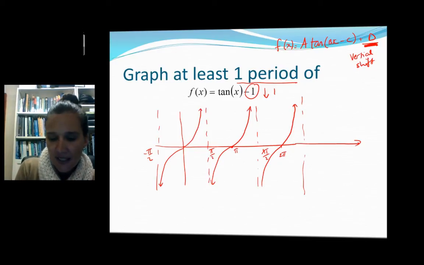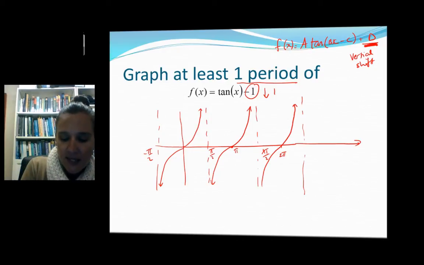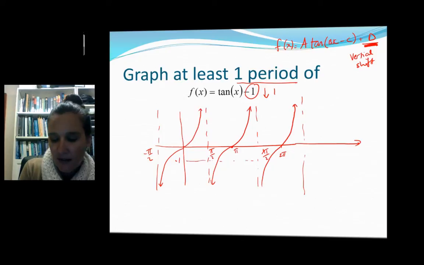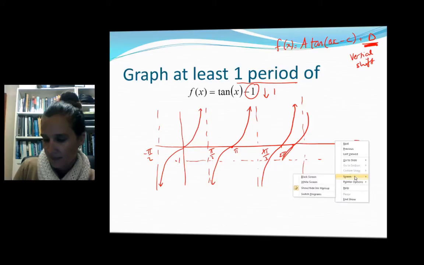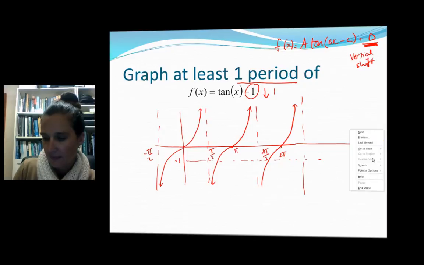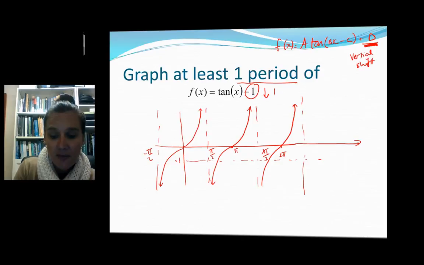So it's tan of x, and we're minus 1. So what we're saying here, instead of being at 0 where we cut through, that's going to be at negative 1 here. So here, instead of being at the 0 at pi, we're going to be at negative 1.